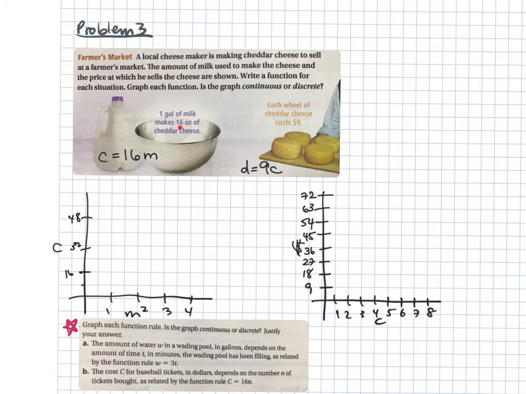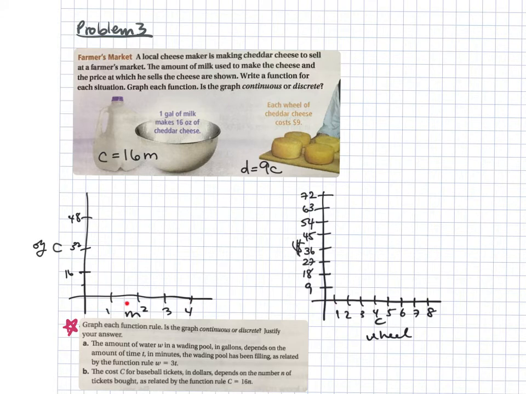This is saying a gallon of milk makes 16 ounces of cheddar cheese. So the cheddar cheese is dependent on the amount of milk. So milk is my independent variable. So 16 times gallons of milk, M, is however many ounces of cheddar cheese. So this is in ounces. And then in this one, it says each wheel of cheddar cheese costs $9. So however many wheels you have times 9 gives you the dollars. So this is a different C, but this is a wheel of cheese. And this is dollars.